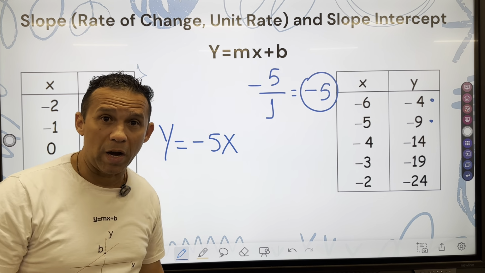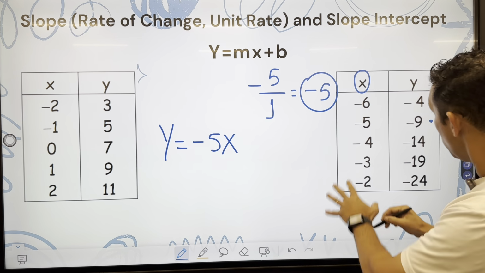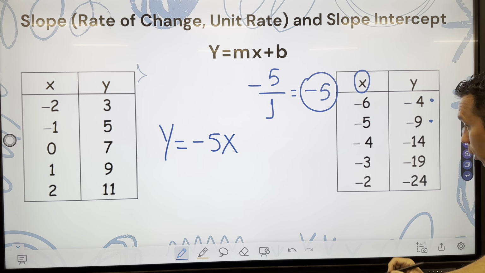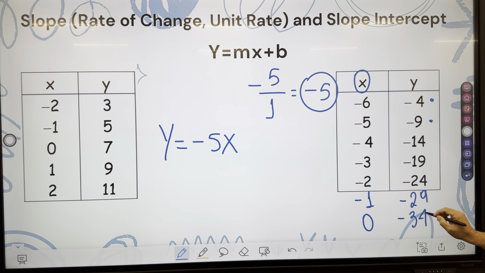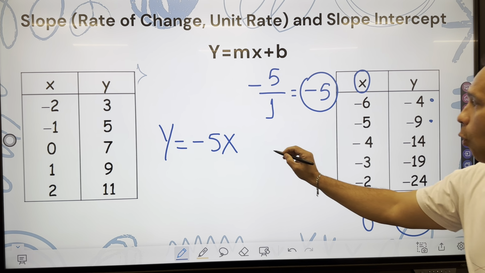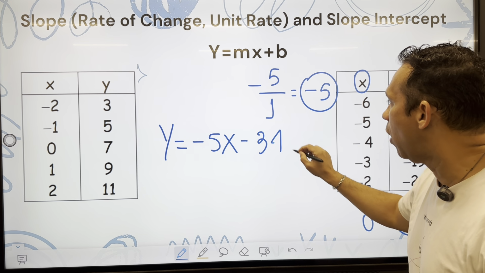How about b, the y-intercept? Look, we don't have x equals 0, but we can get there. If I go down once or twice, now I have 0. I was changing by 1. This one changed by 5. So if I keep going, I go 5 down, -29. If I go 5 down one more time, I'll get -34. Now I have my b, or the y-intercept.